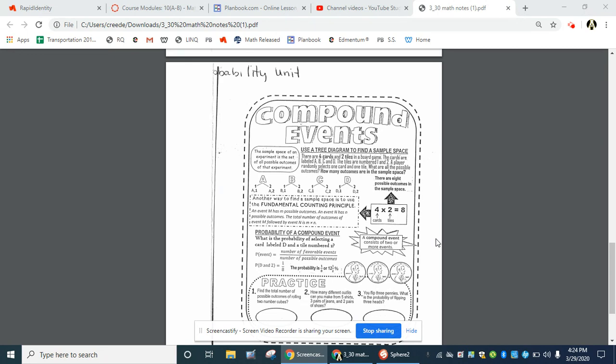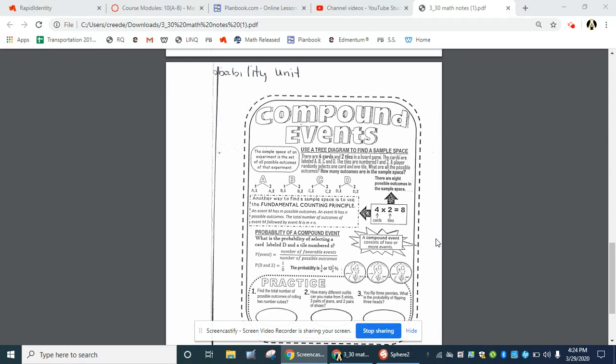I'm going to go over compound events. Compound events consist of two or more events. The last video talked about simple events. Simple events were like rolling a dice or a number cube, choosing a red marker out of a bag or a basket, or picking a number from a list of number tiles. Those are all just one event. Now we're going to talk about two events.